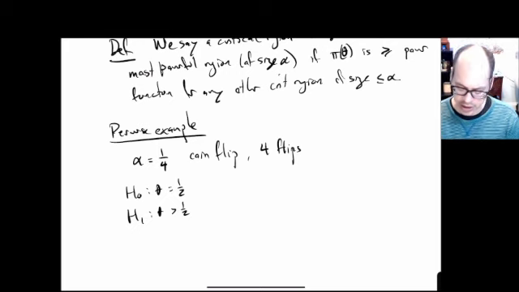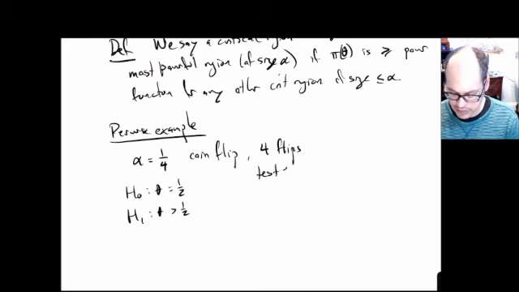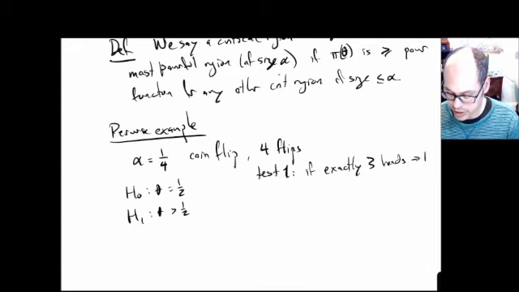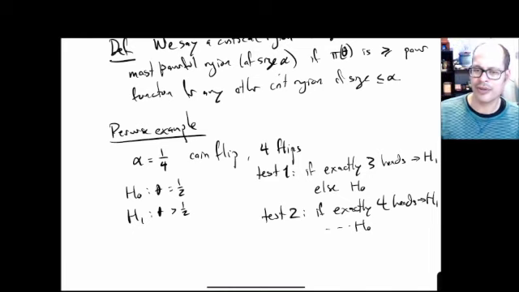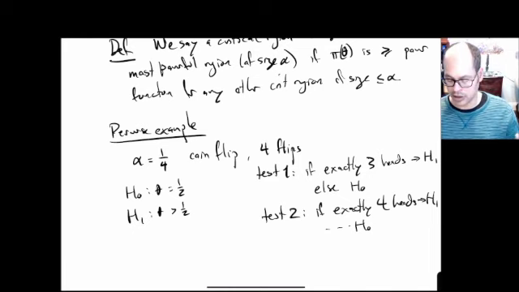So let's consider these two tests. Test 1: if exactly 3 heads, then we say the coin is unfair, else we reserve judgment or go to the null hypothesis. Test 2: if exactly 4 heads, then we conclude H1, otherwise we go to the null hypothesis. Now, why 3 or 4? I mean, why not 3 and 4, for example?